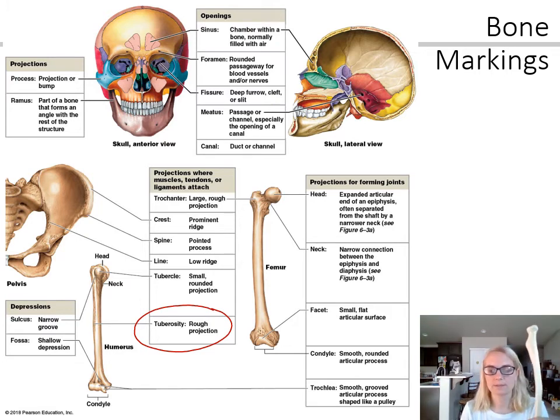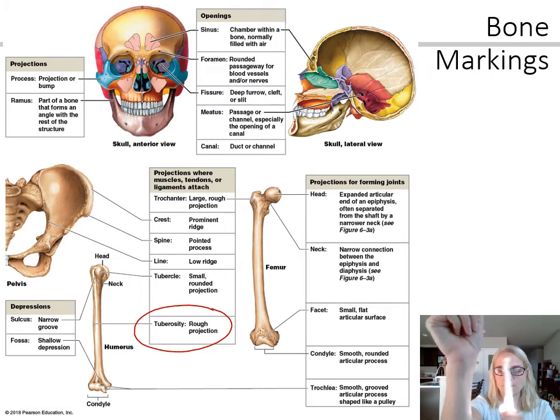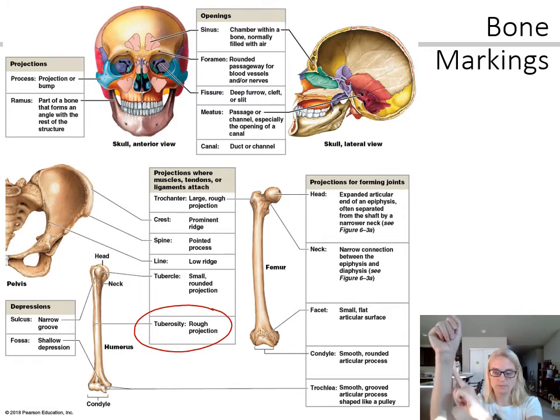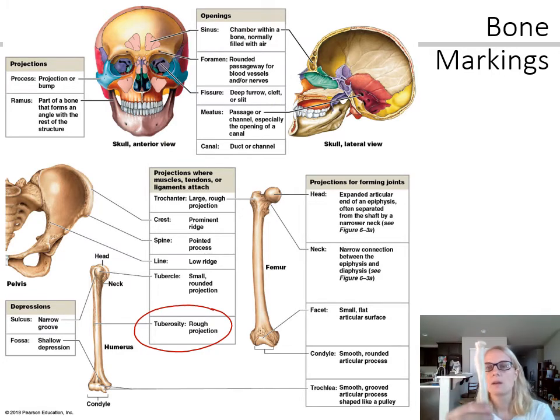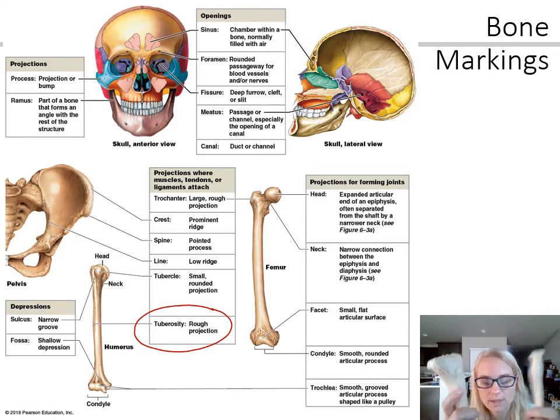Here's your radius. This is the forearm bone that sits right on your thumb side of your forearm, right there. See that bump? Oop, going in the camera, it's backwards, it's like a mirror. So this is called the radial tuberosity. And you can see it's also kind of a rough bump, but it doesn't look anything like the tibial tuberosity, but they're both called tuberosities.